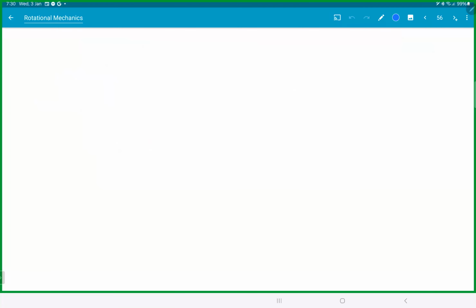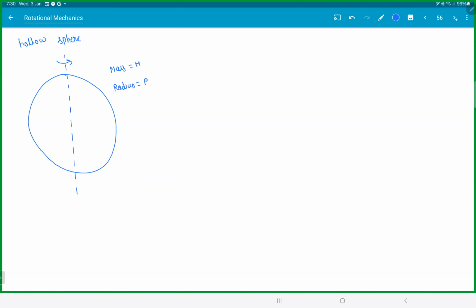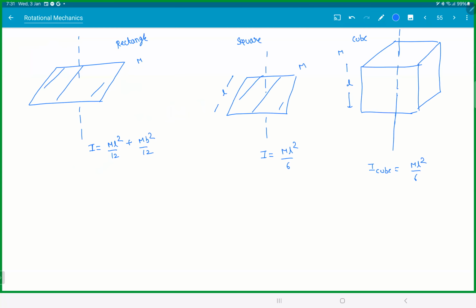Now you guys try this thing. Hollow sphere, passing through the center. Again, I know you know the result. Mass and radius are given. Because the exam won't ask you like this. The exam will ask you like this: sigma naught sine theta, sine square theta, and you're gone. Cuboid will be the same as rectangle. So this is I of a rectangle or cuboid.